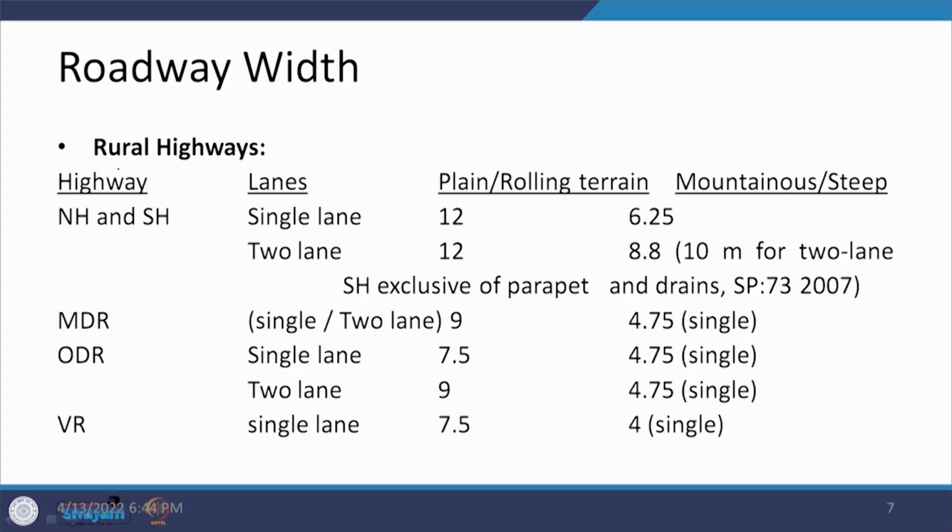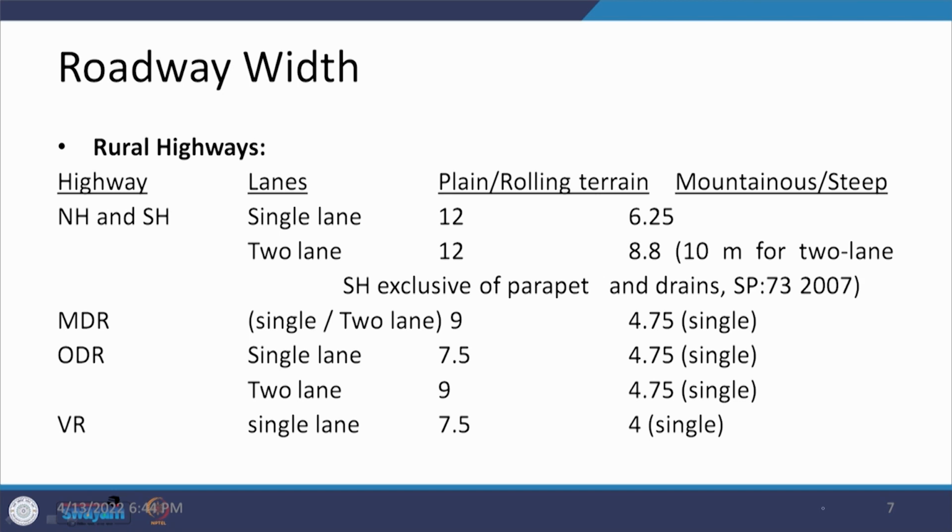When we talk about the MDR, whether it is a single or two lane, the width is 9 meters for plain and rolling and 4.75 meters for mountainous and steep. When you are talking about ODR, again we have a single lane and two lane, which are 7.5 or 9 meters respectively for plain and rolling terrain, but 4.75 meters, and that is for a single lane.